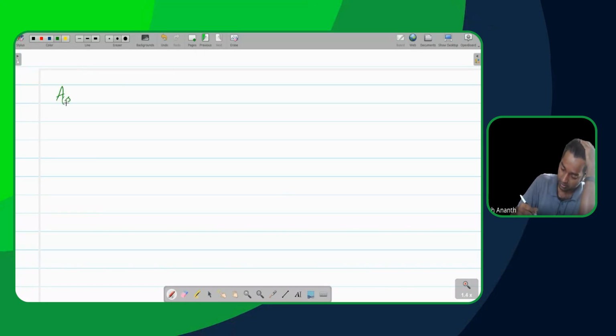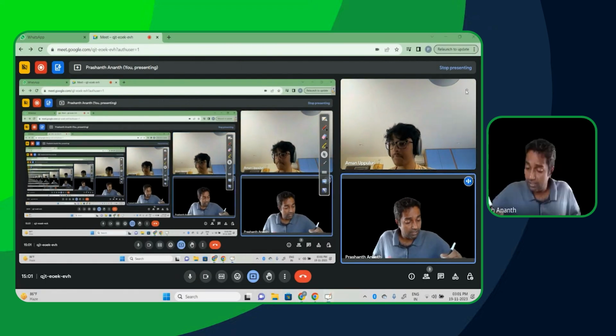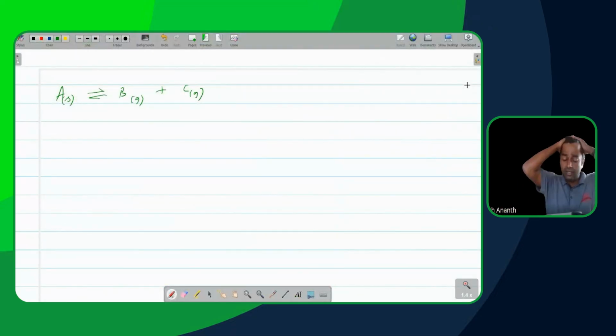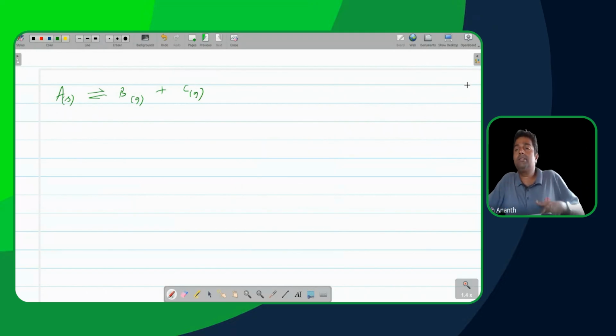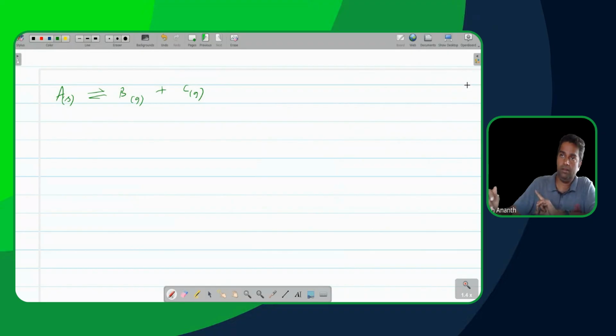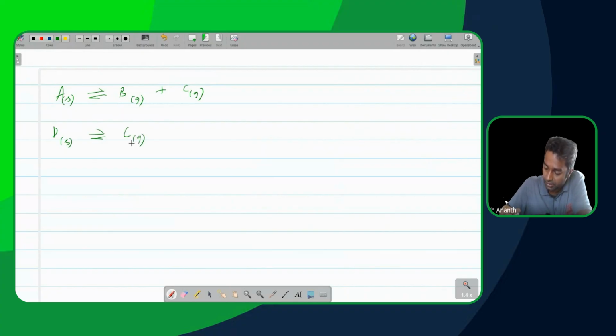Let's see. A solid is going to be equal to B gas plus C gas. Let's continue. So let's say I'm going to have A solid in equilibrium with B gas and C gas. Let's say we have B solid in equilibrium with C gas and E solid.